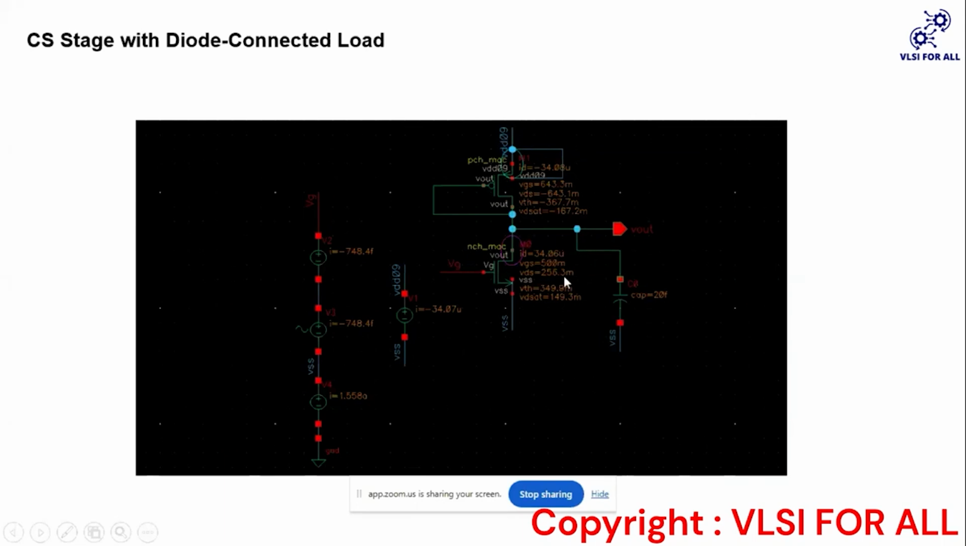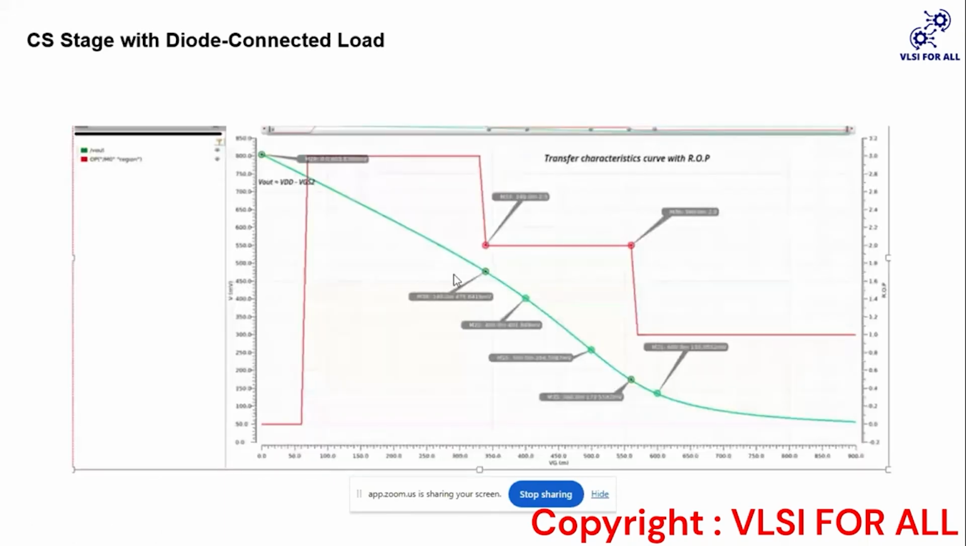We are going to see here also the region of operation of this NMOS. Since the drain is connected to the gate, it will be in the saturation region. We are going to see the region of operation for this NMOS, and how the output is going to vary by varying the input, like the previous case. This is the upper one, that is Vout.